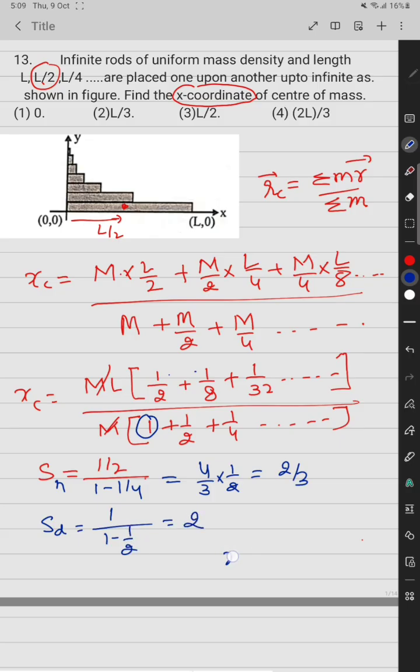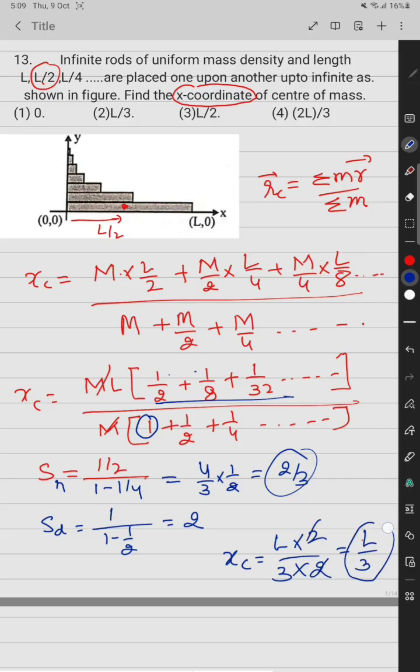If you put the value in, the x center of mass is equal to L multiplied by 2 by 3, and in the denominator there is only 2, so 2 cancels with the 2. It is L by 3, the x coordinate of the center of mass. That's why the second option is correct.